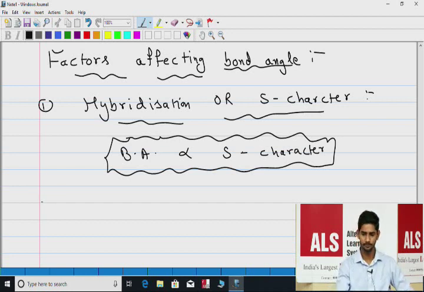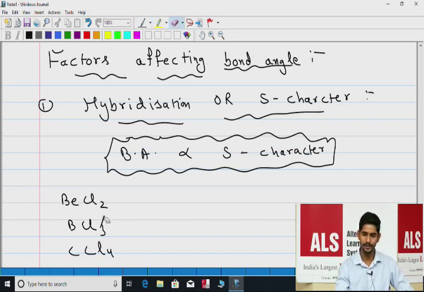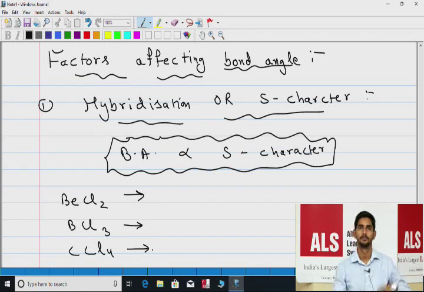I am giving you 3 species: BeCl2, BCl3 and CCl4. Quickly tell me the hybridization of these species. Determine the hybridization of BeCl2, BCl3 and CCl4. You can write in sequence.